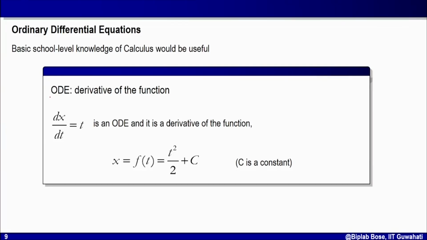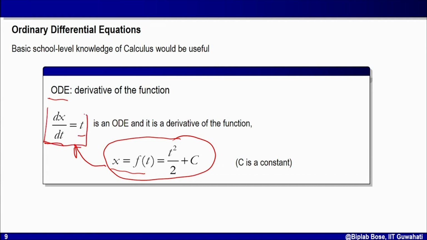By ordinary differential equation, what do we mean? See, an ODE, an ordinary differential equation, is nothing but a derivative of a particular function. For example, here I have a function of t, x, which is equal to t square by 2 plus c. If you differentiate x with respect to t, you get dx/dt. And by the simple formula of differentiation, you get dx/dt equal to t. So this dx/dt equal to t is a differential equation.